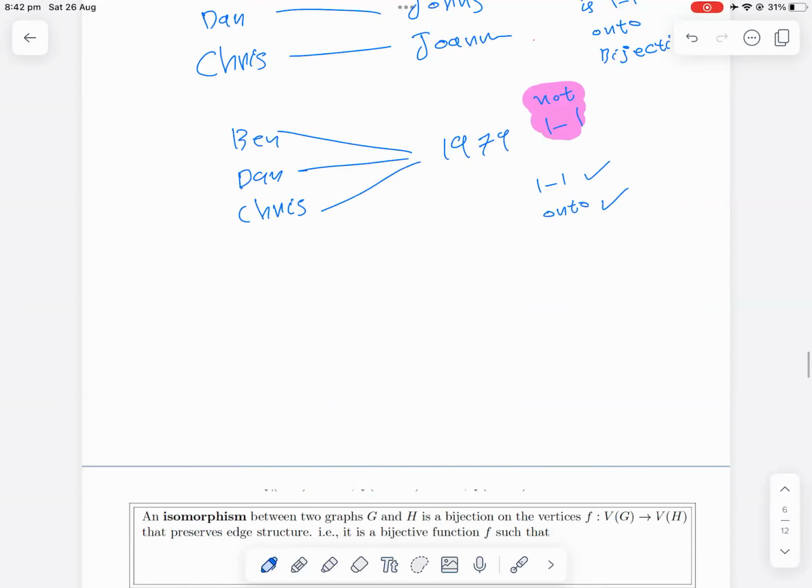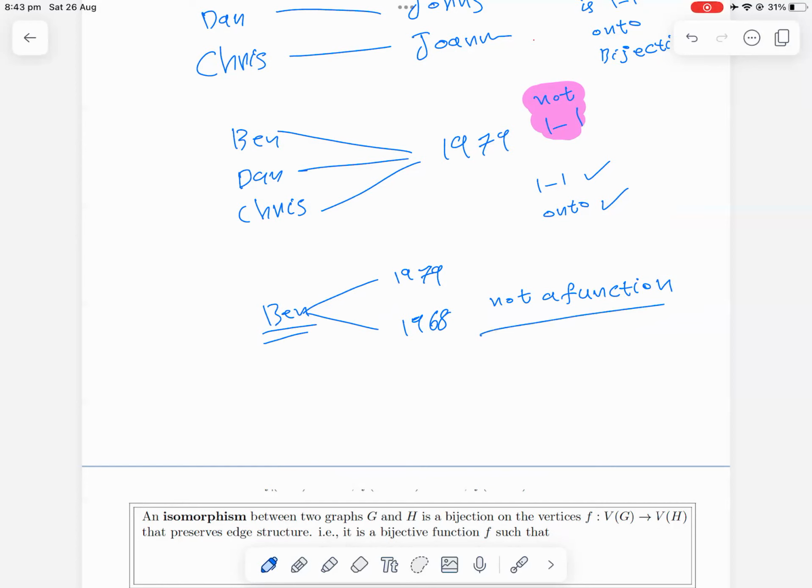So if you have something like this, this means it's not a function. A person cannot have two birthdays, so it's not a function. It might be one-to-one, it might be onto, but it's not a function, so it's not bijective as well.